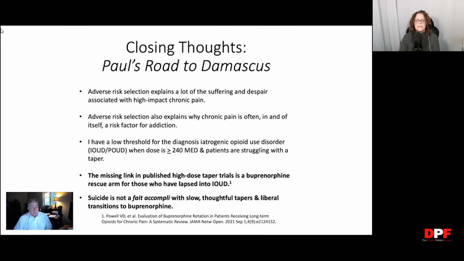Okay, so he said we have a low threshold for opioid use disorder in chronic pain patients. Disorder, when a patient's dose is above 240 MED and they're struggling with the taper. So if their dose is over 240 and they're struggling with the taper, they get slapped with an OUD diagnosis, which that's not even in the DSM. So he gets to make it up, which I believe is scientific fraud.